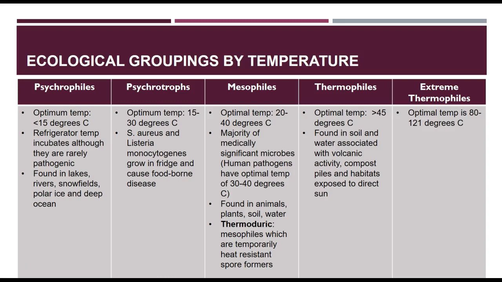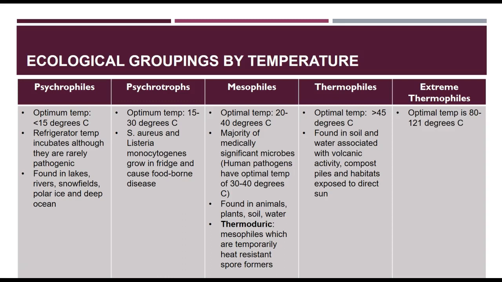Now, we can group microorganisms based on their temperature. These are called ecological groupings because these organisms like to live in areas of these certain temperature ranges. So at the low end of the temperature scale are the psychrophiles, and their optimum growth temperature is less than 15 degrees Celsius. So these organisms like it cold.